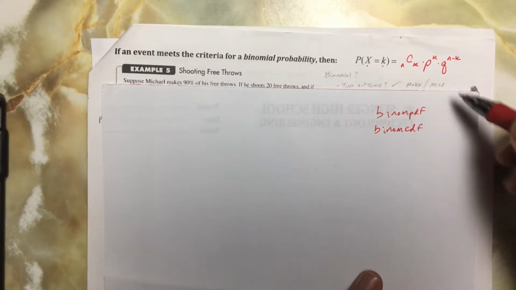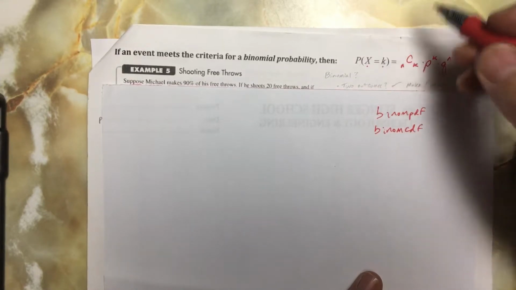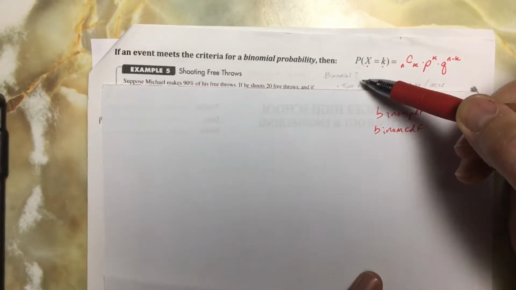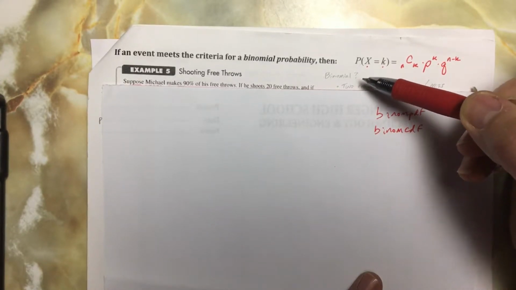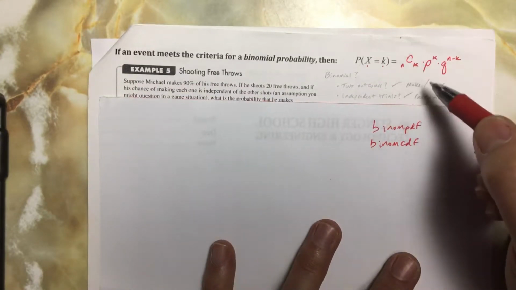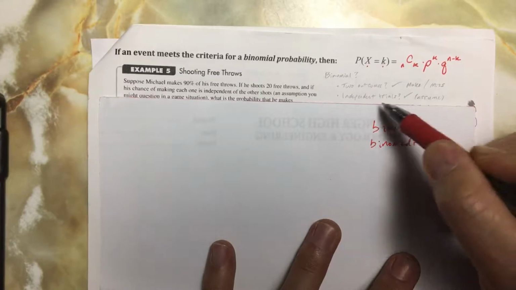On these notes here, I have something that I don't think is a bad idea for you to put down too. It's just a reminder of checking whether something can be represented using a binomial distribution or not. So in other words, we need to check these things. Are there two outcomes? Yes. Michael's either going to make or he's going to miss his free throw.